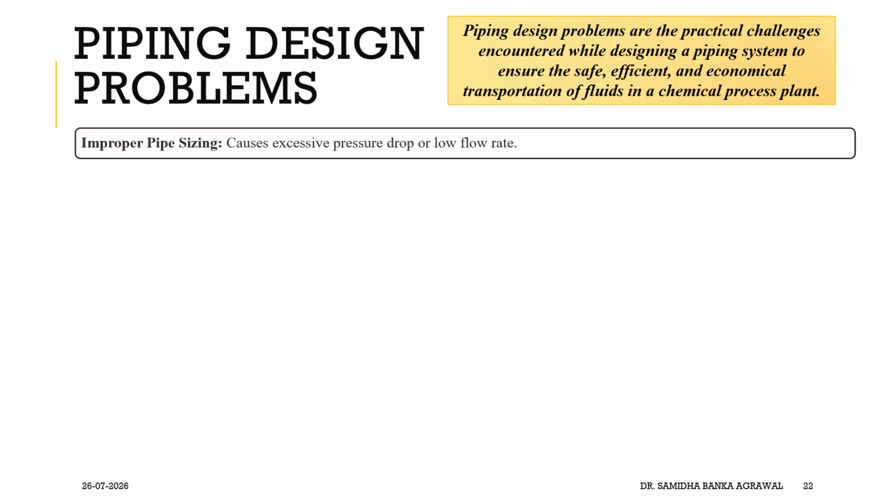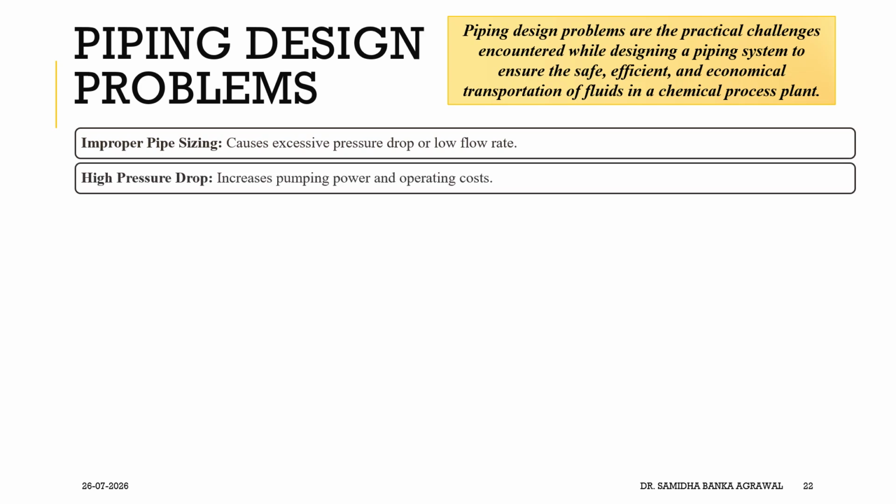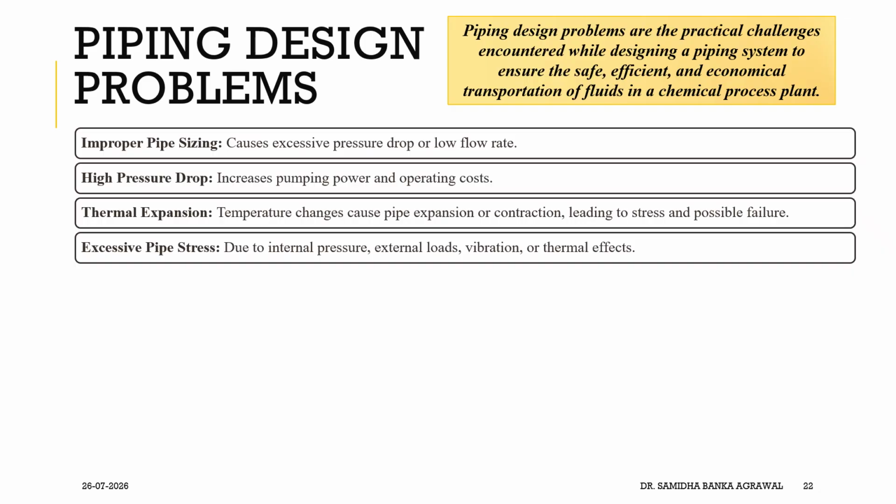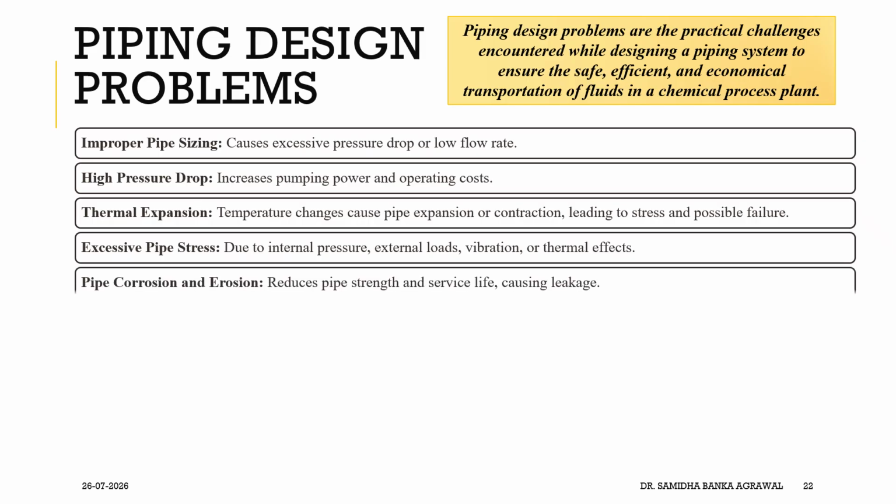First one is improper sizing. This can cause excessive pressure drop or low flow rate, either way. Second one is high pressure drop, increasing pumping power and operating cost. Third one is thermal expansion. If there are temperature changes occurring in the fluid flowing through the pipe, then pipe expansion or contraction can take place, which can lead to stress and possible failure. Fourth one is excessive pipe stress, due to internal pressure, external loads, vibration or thermal effects.